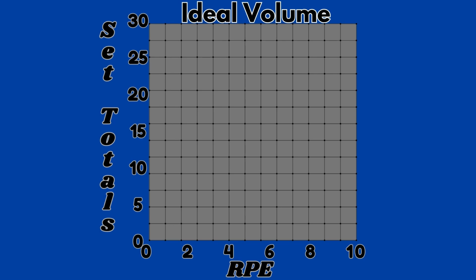Now, if we first only take into consideration RPE, our graph would look something like this when we color it, where the closer you get to failure, the better the results are. So if we factor in total weekly sets, we might find a better color grading, something like this here.